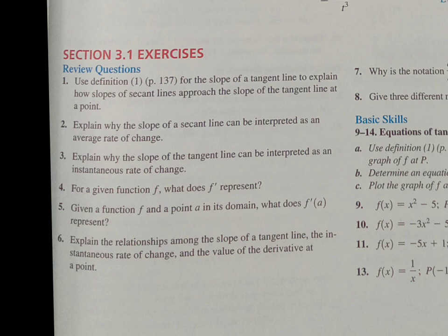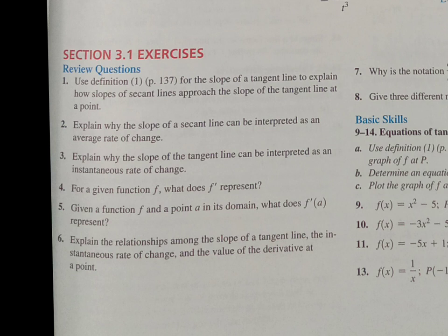For the slope of the tangent line, to explain how the slope of secant lines approach the slope of a tangent line. So you use x and a on either side of the point where you're looking for the tangent line. So if you're looking for the tangent line at 2, you do f of 1 and f of 3, or closer than that. Okay, so you're doing an estimate.